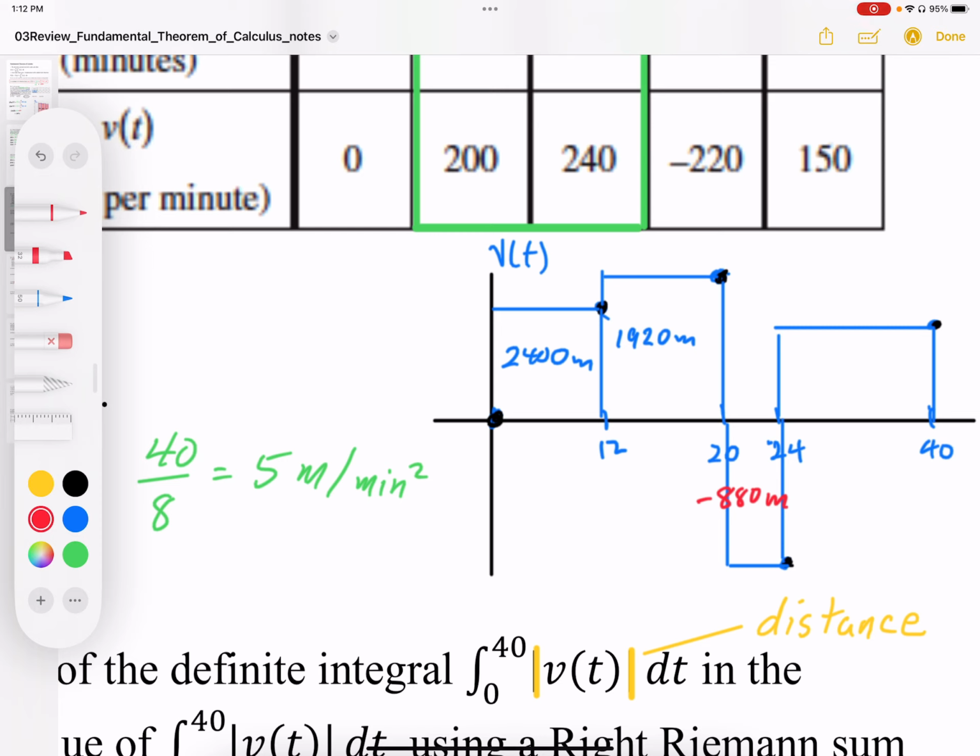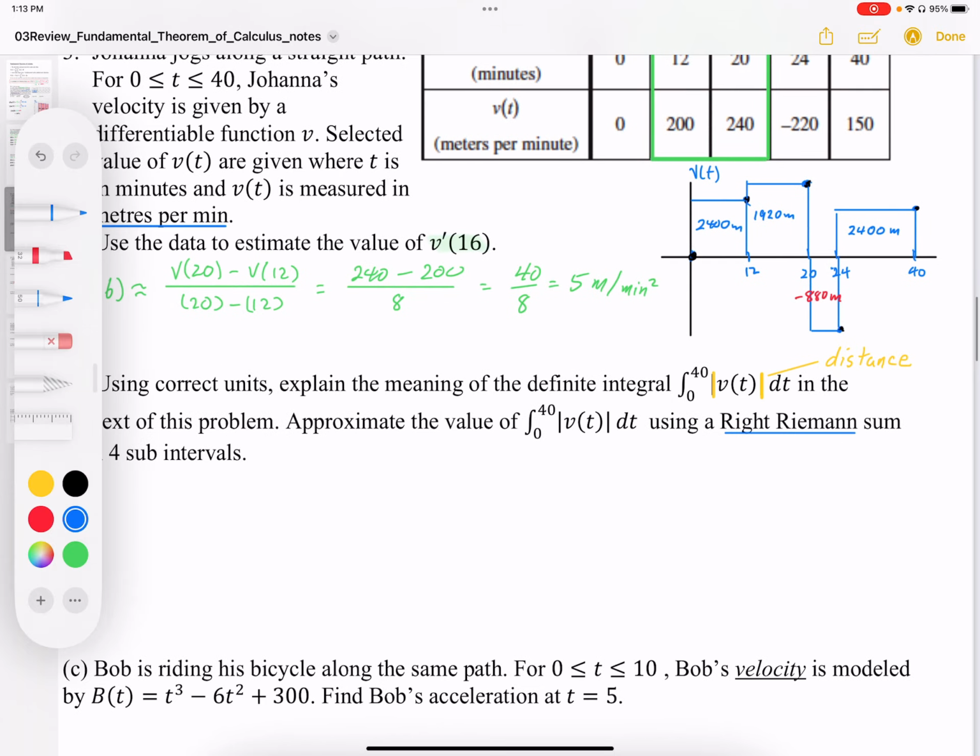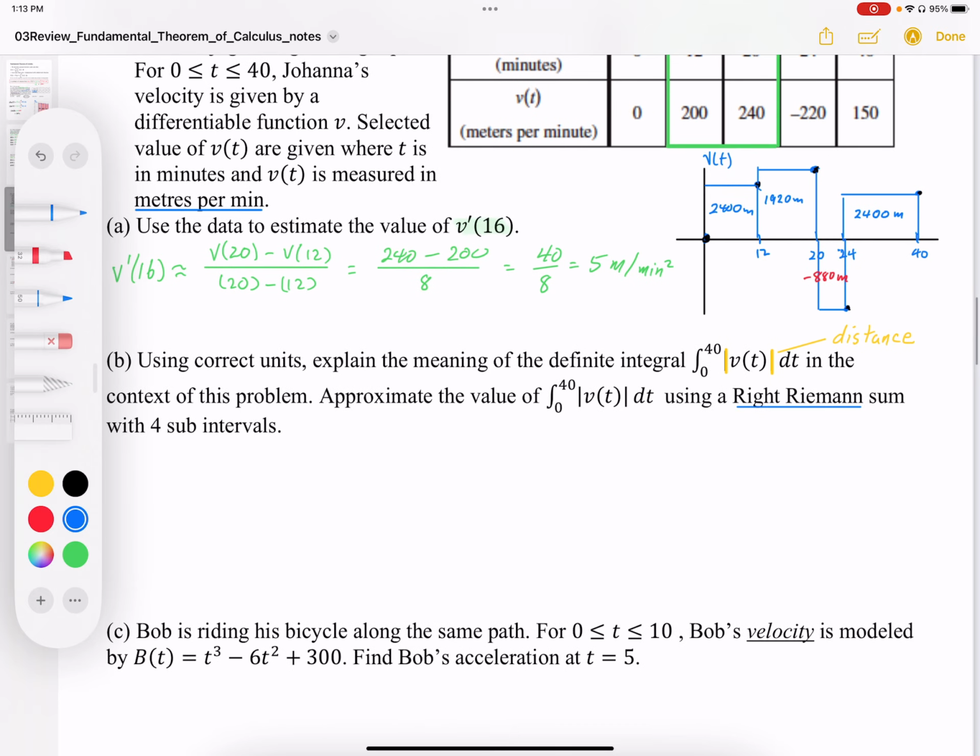However, we're going to convert that into a positive value because although it's moving in the wrong direction, it does move a distance of 880 meters. And then lastly, we're going to have a height of 150. That's the right edge of that rectangle. We have a width of 16. And so we end up with an area of 2,400 meters again. So approximating this value, taking the absolute value into consideration, we're just going to add these up. This is going to represent the distance.